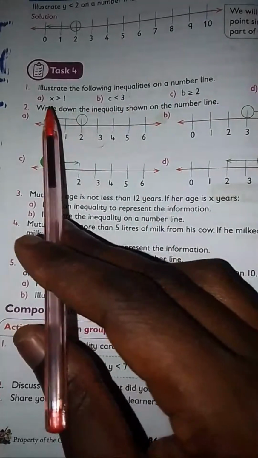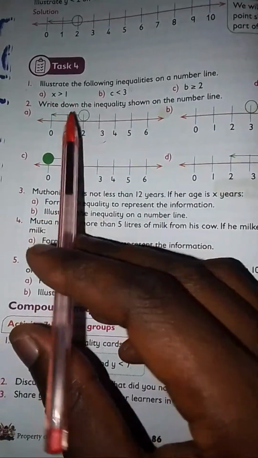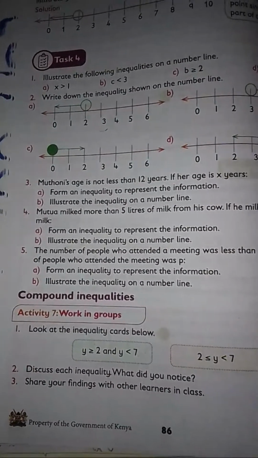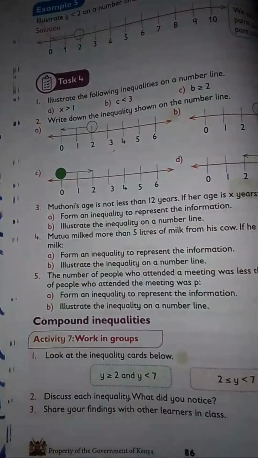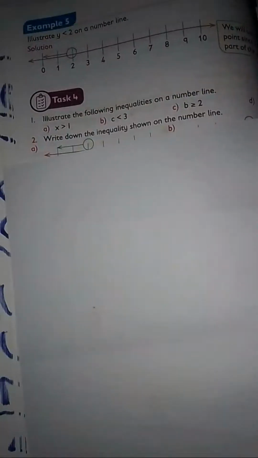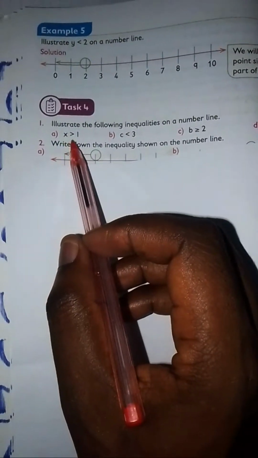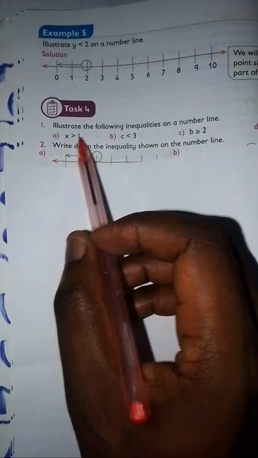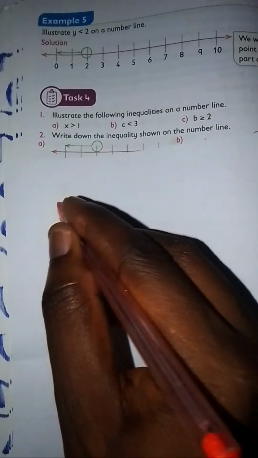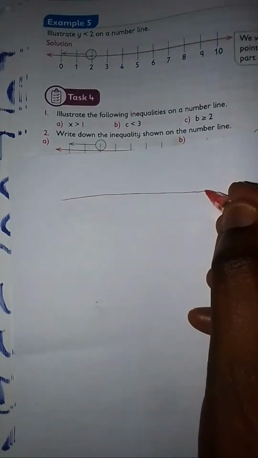So in these numbers, we are going to do what? We are just going to draw a number line to illustrate them, to give the details of each and every number. Like for example, here x is greater than 1. We're just going to draw the number line.